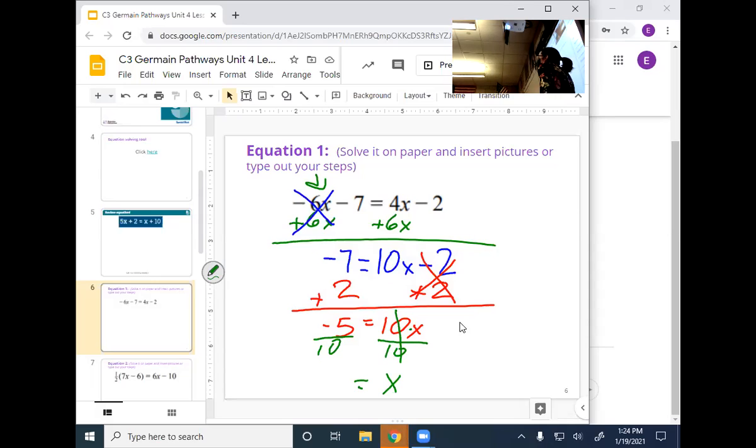What do we think, Isabella? -5 divided by 10 gets me how much? Yes, girl. You can write it one of two ways. -0.5 or -1/2. Both ways work. Yes, Bridget.